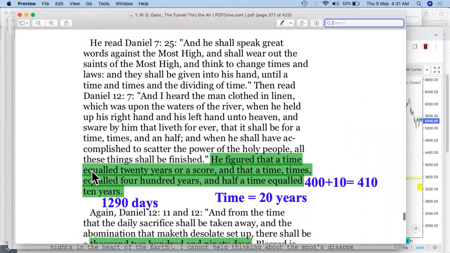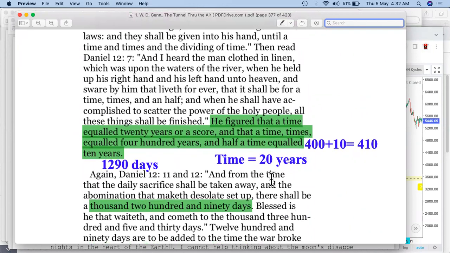He figured that a time equals 20 years or a score, and that a time times equaled 400 years, and half of a time equaled 10 years. So it was like 20 times 20 is 400 plus 10 is 410, that we saw previously, and a time equals 20 years.